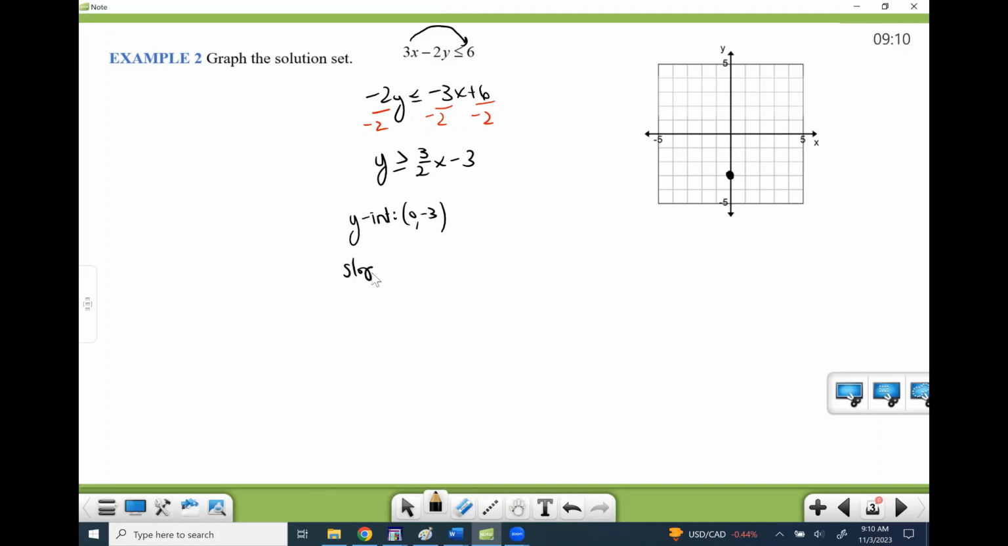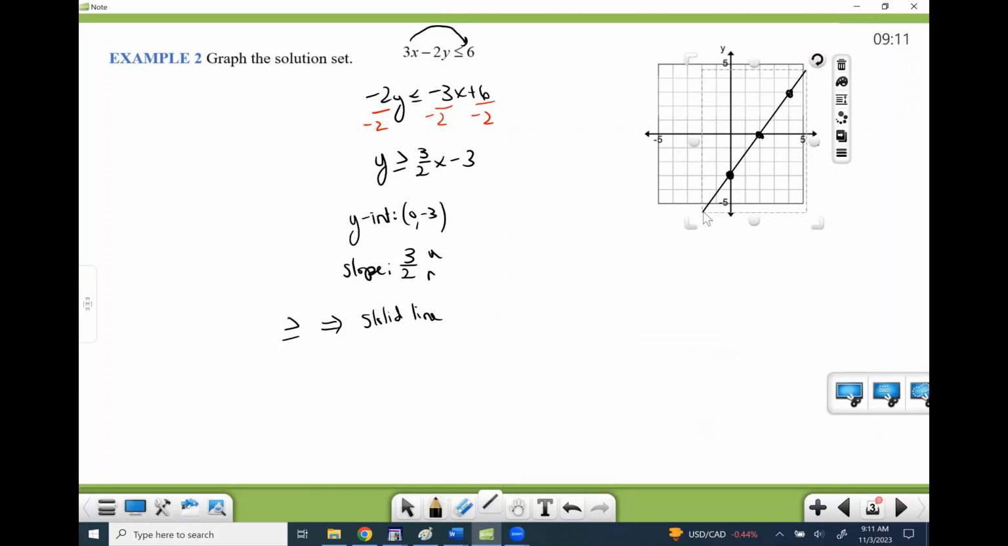And then our slope is going to be, since the 3 is positive, it's going to be up. And since the 2 is positive, it's going to be to the right. So we're going to go up 3, right 2, up 3, right 2. Okay, now we can see that the inequality is a greater than or equal to, so that implies that it's going to be a solid line. Okay, so let's go ahead and draw a solid line.